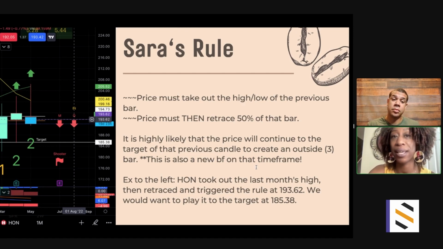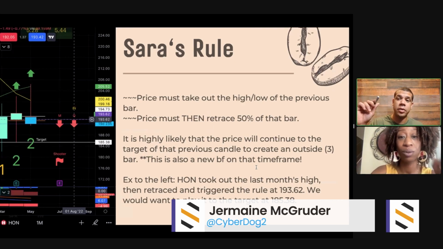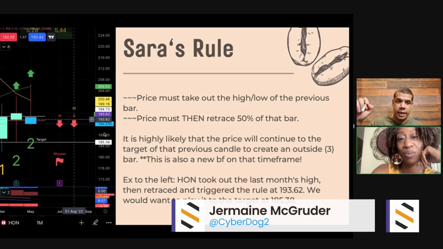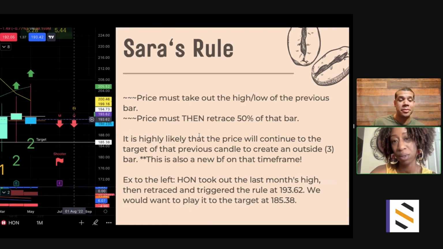Now, when it does that, it is highly likely that the price will continue in that direction to the target of the previous candle to create what we know as a three bar, an outside bar. So we're looking for this thing to go up, and then retrace back down, and then continue down to create a three. Or to go down, retrace back up, and then continue up.